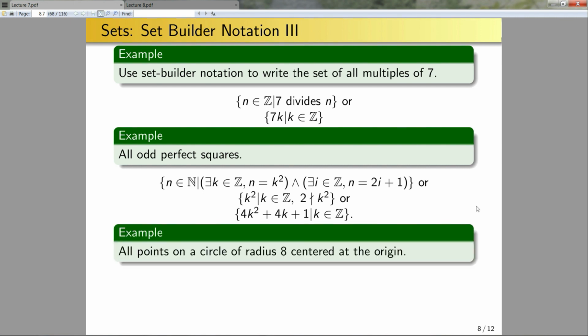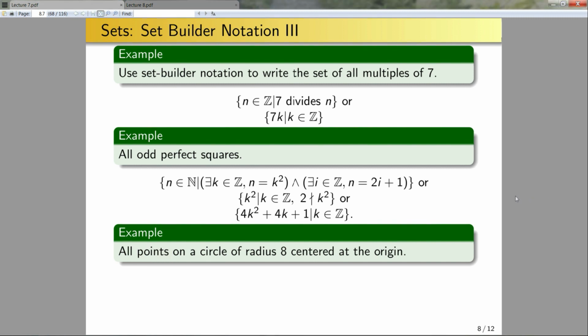Okay, one more example. All points on a circle of radius 8 centered at the origin. Now, before telling you to go off and try to write this set on your own, let's think about what this set is a little bit. The elements of this set are going to be points. In particular, they're going to be points on a circle of radius 8 centered at the origin. So the elements of this set are going to be things of the form a comma b, where a and b are real numbers, and these points have the property that they lie on this circle of radius 8 centered at the origin. So now take a little bit of time and think of how you could write this set out.